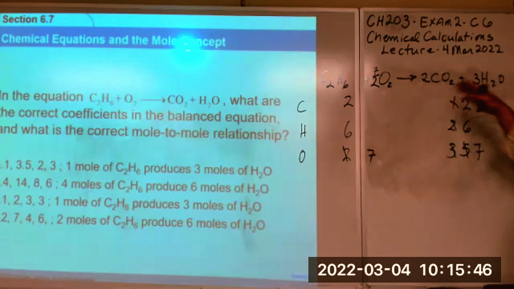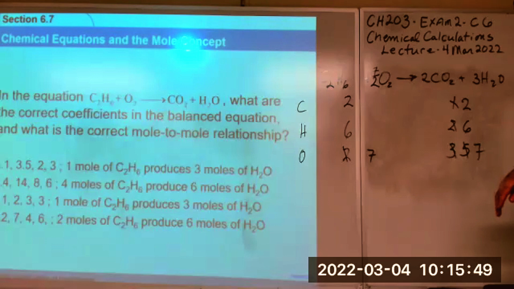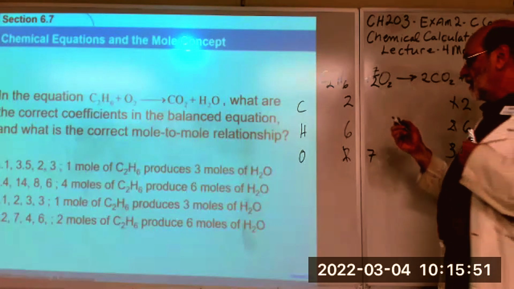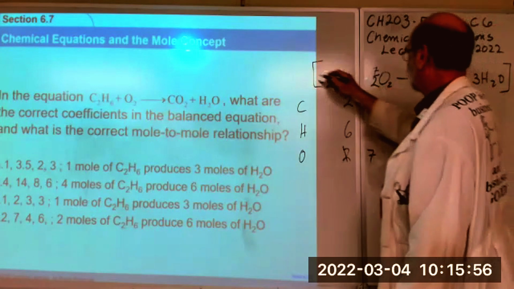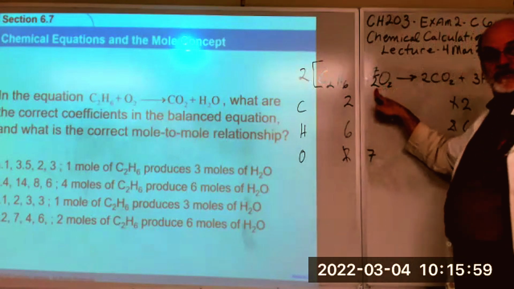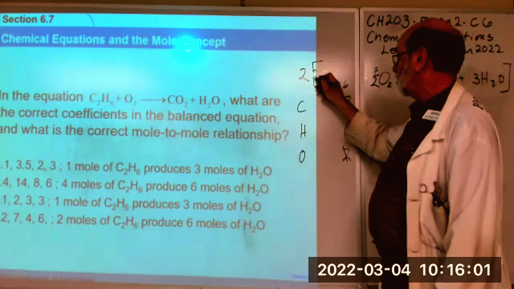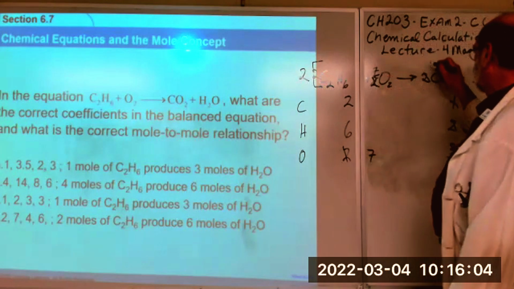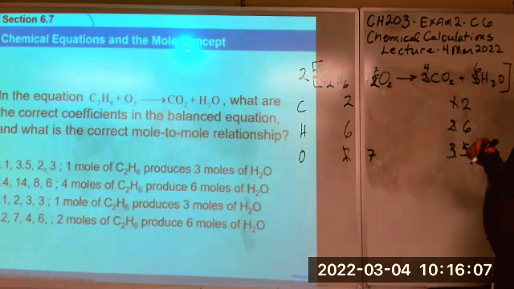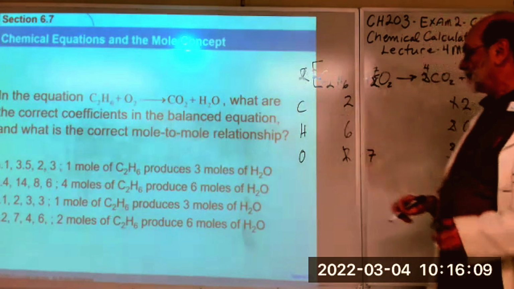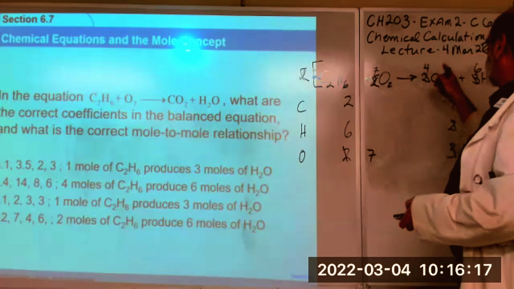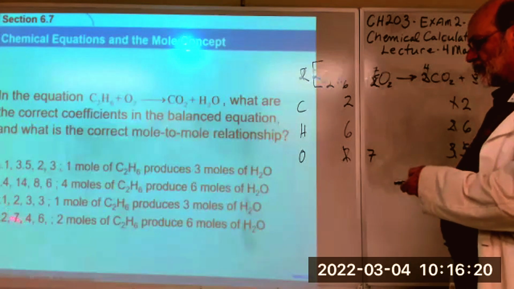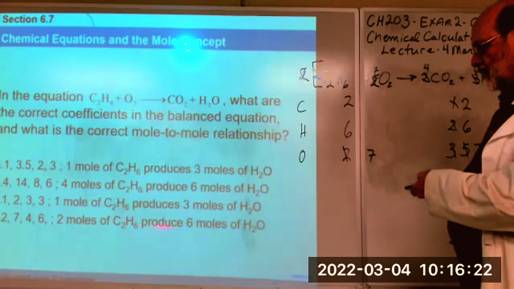Okay, so now technically we're balanced, but we want the whole number ratio. So we get rid of that fraction. Multiply the whole thing through by 2. That cancels that fraction. And it puts a 2 here, 7 there, 4 there, and 6 there. Did I lose anybody? Okay. So what we're looking for is 2, 7, 4, 6. 2 moles of that produce 6 moles of water.